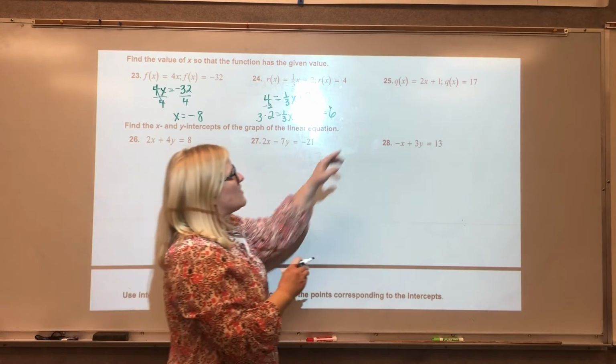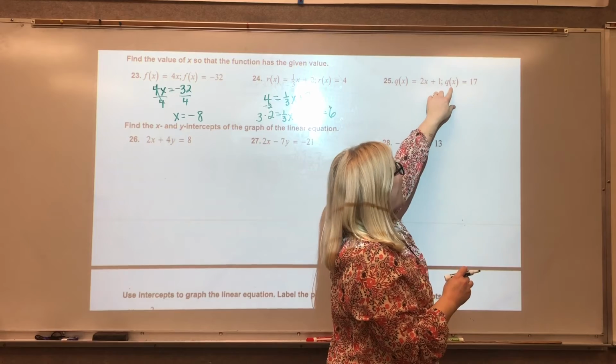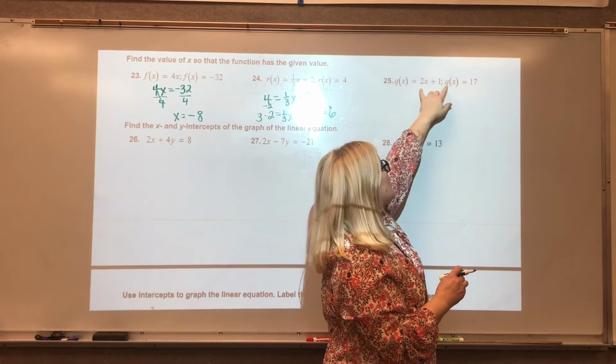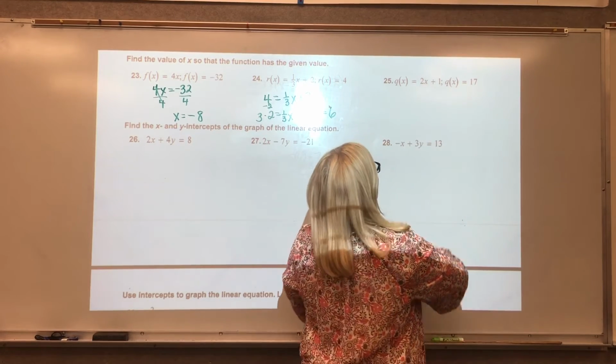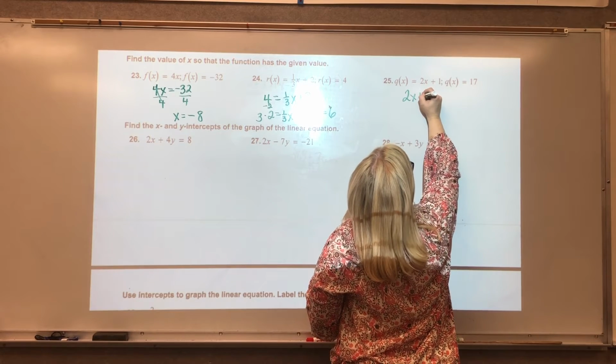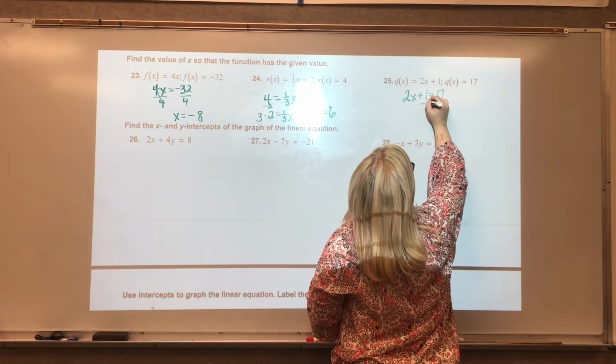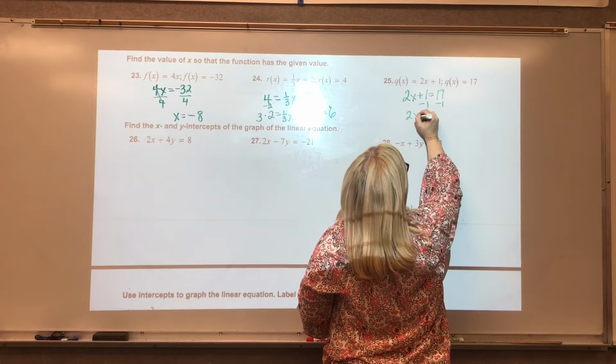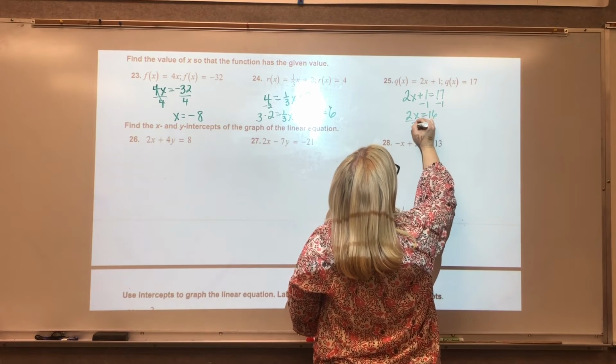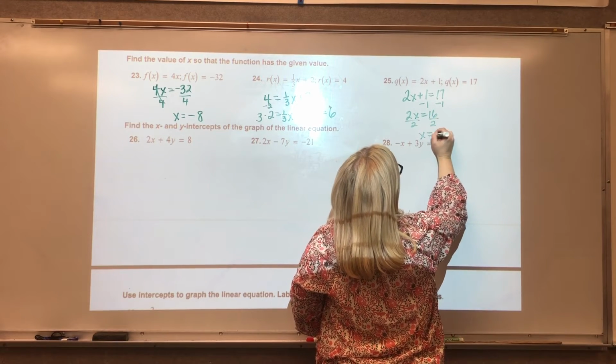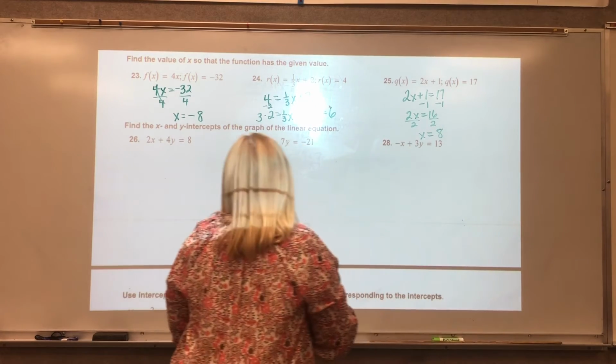Okay, and finally, q of x is 2x plus 1, and q of x is 17. So that means these two are equal to each other. So 2x plus 1 equals 17. Subtract 1 from both sides, I get 16. And divide both sides by 2, I get x equals 8.